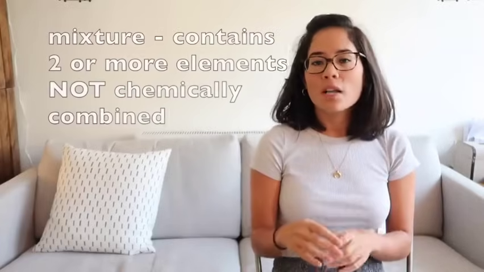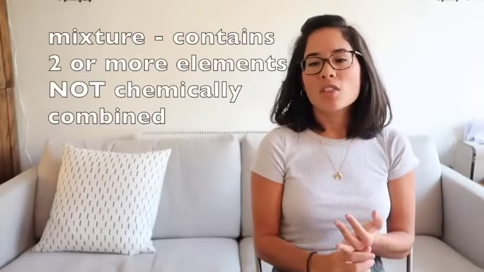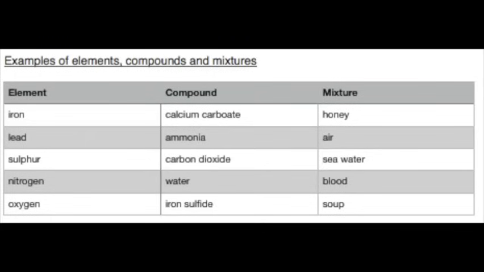A mixture is different to this. A mixture contains, as you would imagine, two or more elements, this time not chemically combined, so theoretically you should be able to separate your mixture into its constituent components. And now I'm just going to bring up an example table showing elements, compounds and mixtures, and you should have a go at potentially separating them out yourself and make sure you can tell the difference.